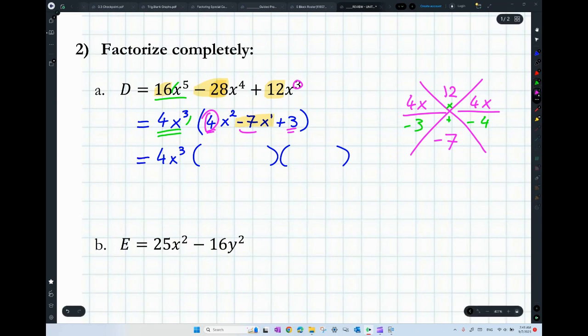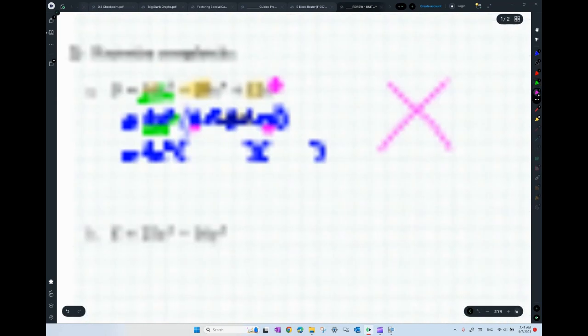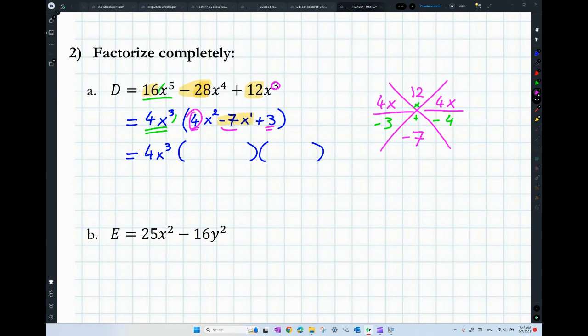Now you need to simplify any fraction whenever possible. So 4x minus 3 cannot be simplified. And this one here can be simplified as x over negative 1. And that's it. I cannot factor further.